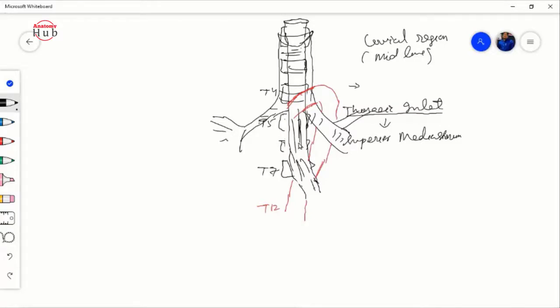So, can you repeat once again? Yes. See, this is your arch of the ascending aorta. Okay, your ascending aorta.